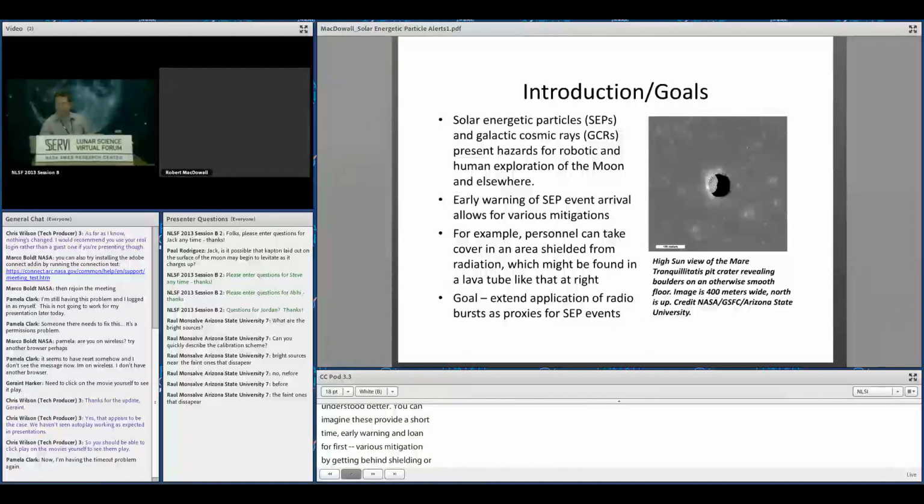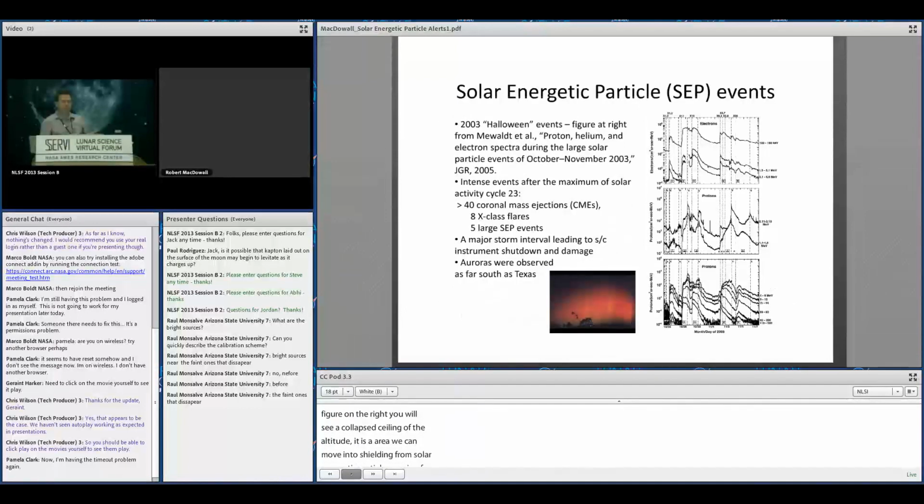And so in this talk, for the sake of time, I'm just going to focus on the use of the radio bursts as proxies. And in the figure on the right, you see a collapsed ceiling of a latitude, which might be an area that you could move into for shielding from solar energetic particles coming from a certain location. So I decided to focus on a particular set of events.